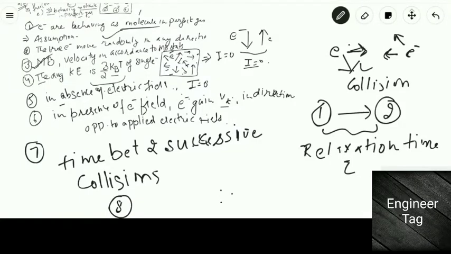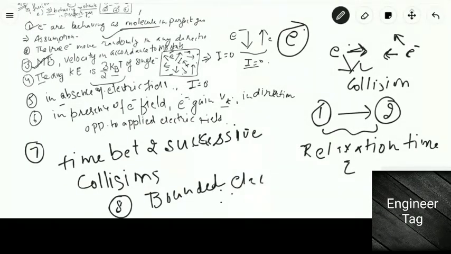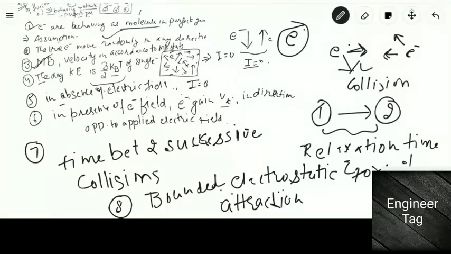Eighth is that these are free electrons, but they are bounded by the electrostatic force of attraction. So these electrons cannot leave the metal. Between the nucleus and the electrons there is an electrostatic force of attraction. So we assumed that the electrons cannot leave the boundaries of the metal.